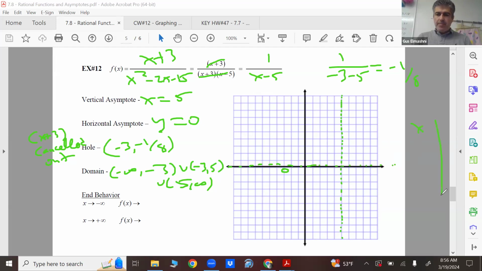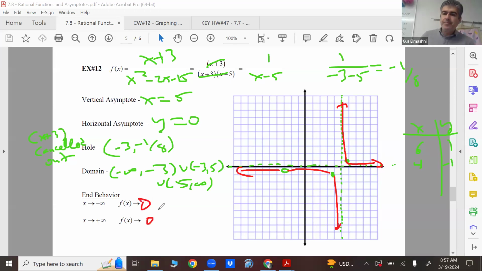Make a quick table. If I plug in 6, I get 1. If I plug in 4, I get negative 1. So I expect the graph to look like this. You let the asymptotes kind of guide the graph. The end behavior is 0 in each case.